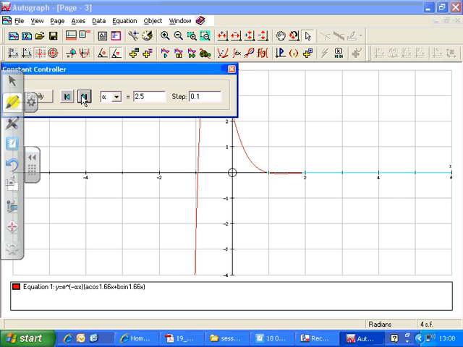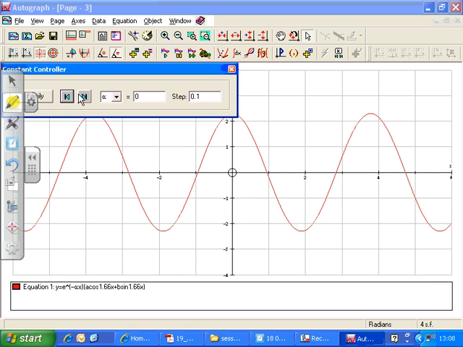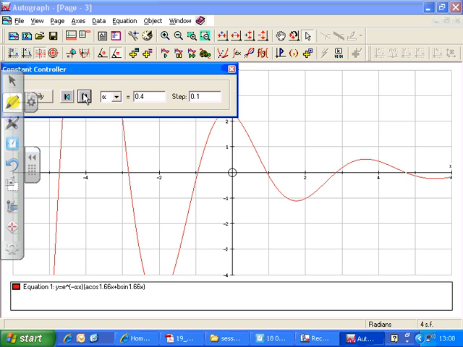Okay, so alpha affects how much it oscillates, and at alpha equals 0, look, there's no decay at all. It's just straightforward oscillation with no decay. So alpha determines how much it oscillates, and changing the value of omega in here would change the frequency of oscillation.